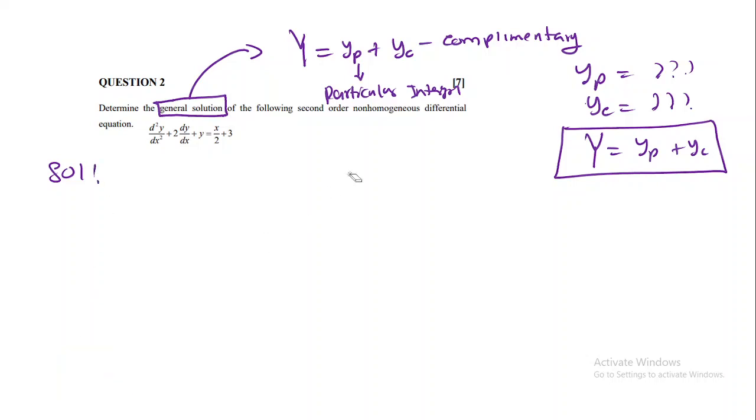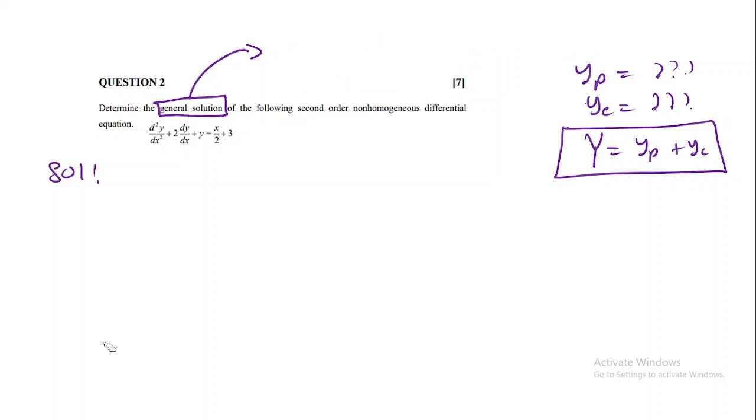Solution. So I'm going to erase this. The first thing which we're going to do here is determine our characteristic equation. So basically we're going to have m squared plus 2m plus 1, which is equal to 0. One might wonder, how did we get the m squared plus 2m plus 1?